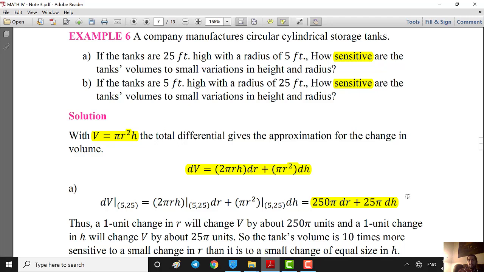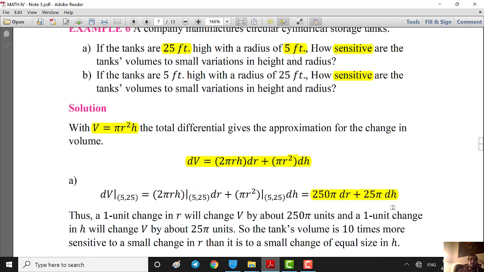So the answer to the sensitivity of V to R and H is that the volume of these tankers at this specific point, H 25, R 5, is much more sensitive to variations in R, right? And we can also say that the volume of these tankers is 10 times more sensitive to R than H. Okay?